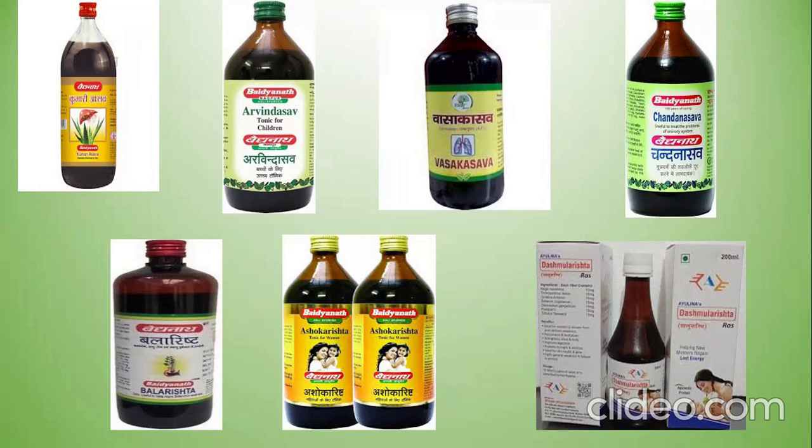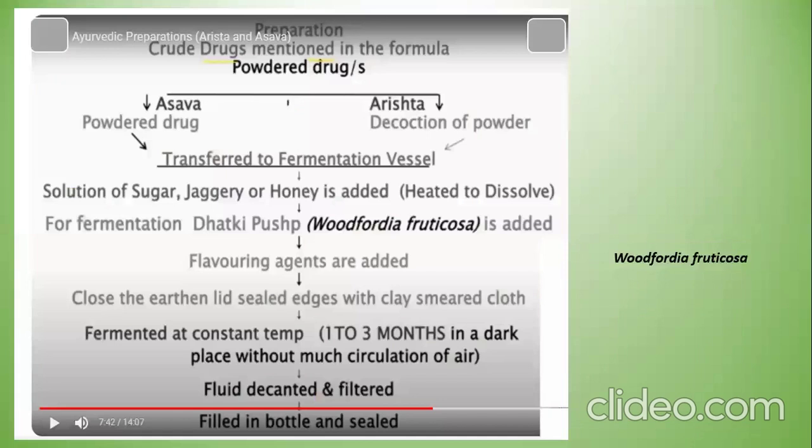Then the next one is Arista, such as Balarista, Ashokarista, Dashamularista. These are the different preparations. So what is their standardization? This is the simple method of preparation. About 12 to 15% alcohol is generated, and the time period is 1 month to 3 months for this. So this is the Asava and Arista.